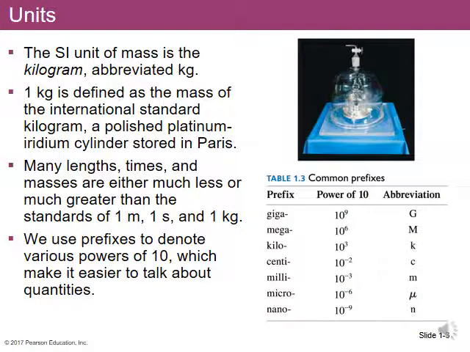The SI unit of mass is called the kilogram. The kilogram is defined as the mass of a standard kilogram, which is made out of a platinum-iridium blend, and it's stored in Paris. And so all other kilograms are compared to that, and that's considered the gold standard. So generally, you want to always convert to kilograms. Now, that one's a little bit different.